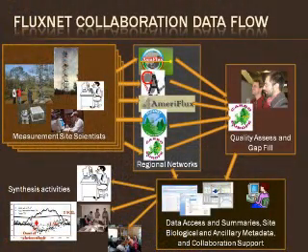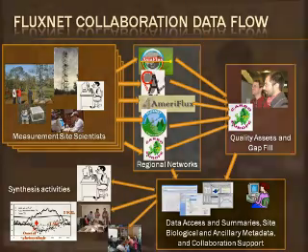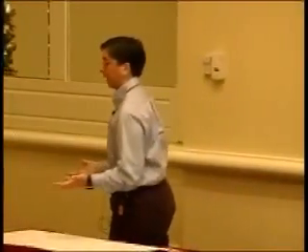So let's talk about the data flow. Where does the data go? So it starts at each of these measurement sites. It's actually measured at a fairly high frequency. They then convert it into half-hourly measurements. They then submit it to their regional network.